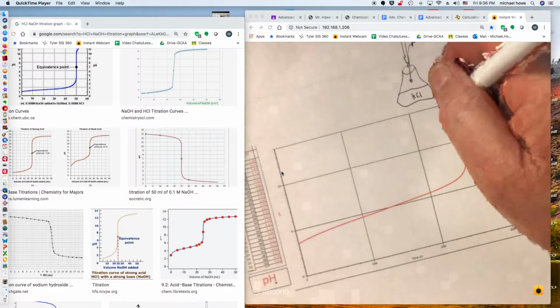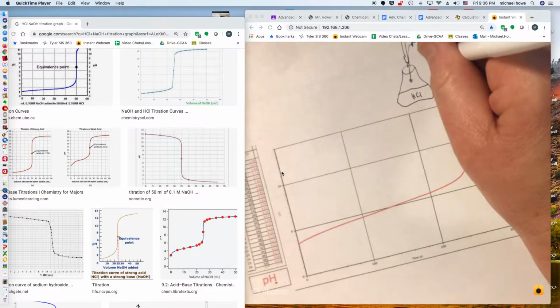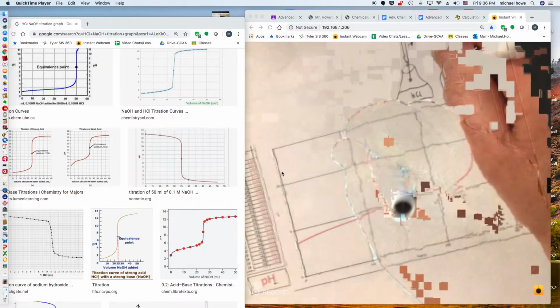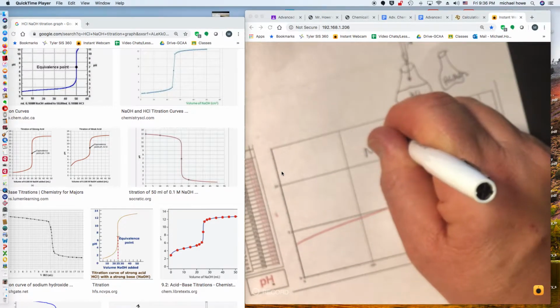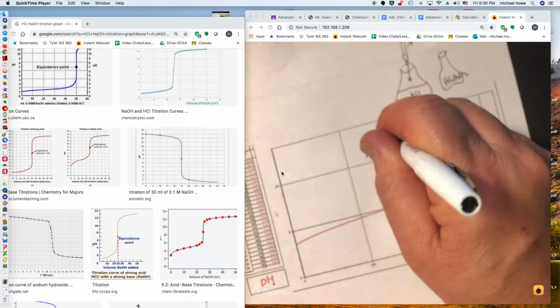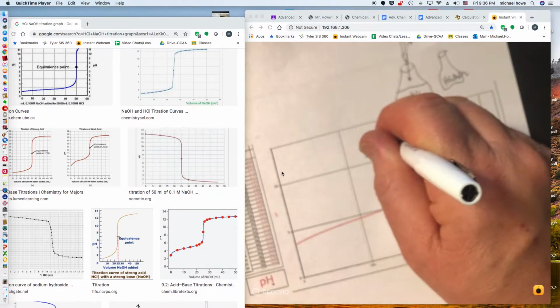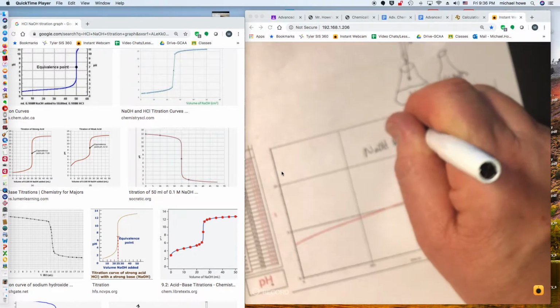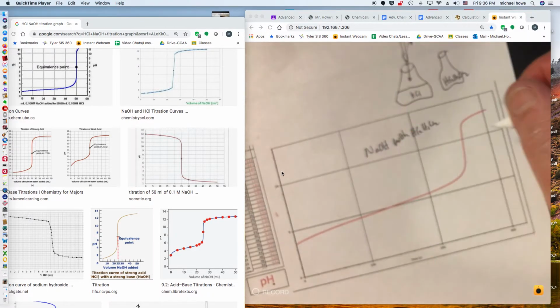Then I have another graph down here. We have the same setup going on, except this has got acetic acid in it. So this one is NaOH with acetic acid. We can write it like that.